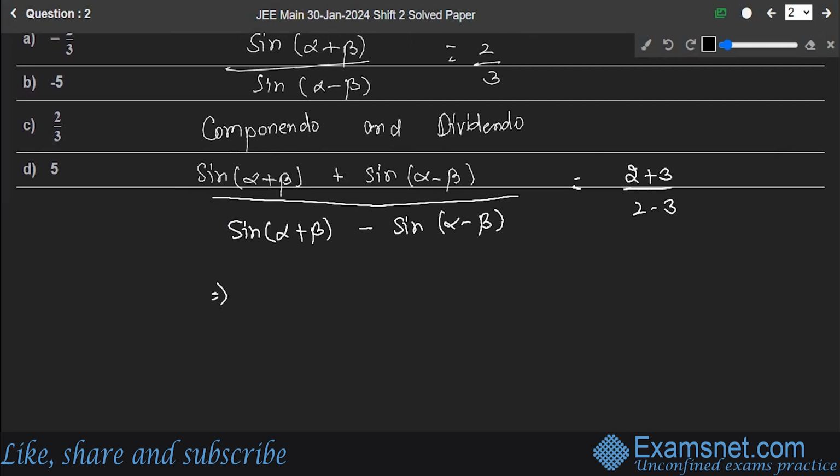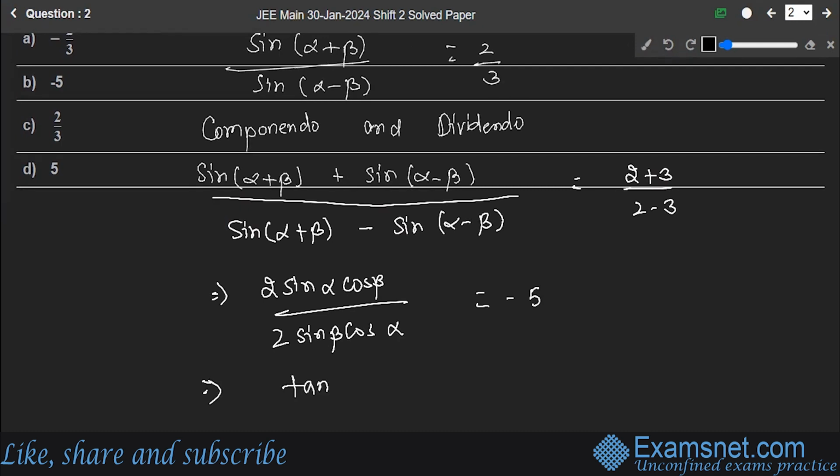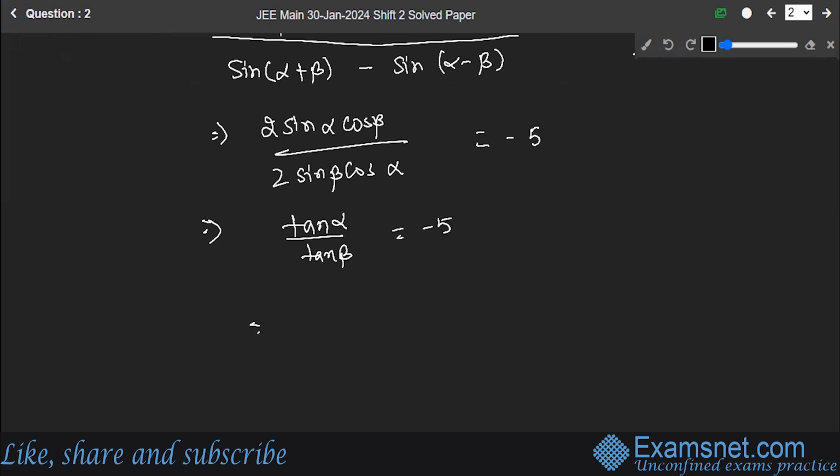This will give me 2 sine alpha cos beta, 2 sine beta cos alpha. This is equal to minus 5. So this gives me 2 will cancel. Tangent of alpha upon tangent of beta is equal to minus 5, or you have tangent alpha is equal to minus 5 into tangent beta.